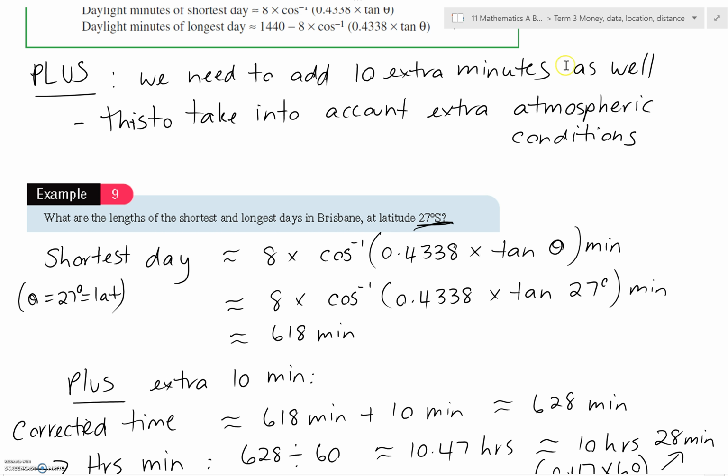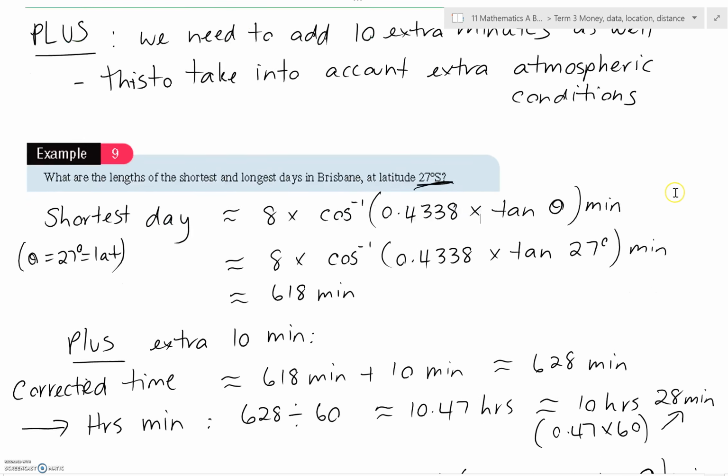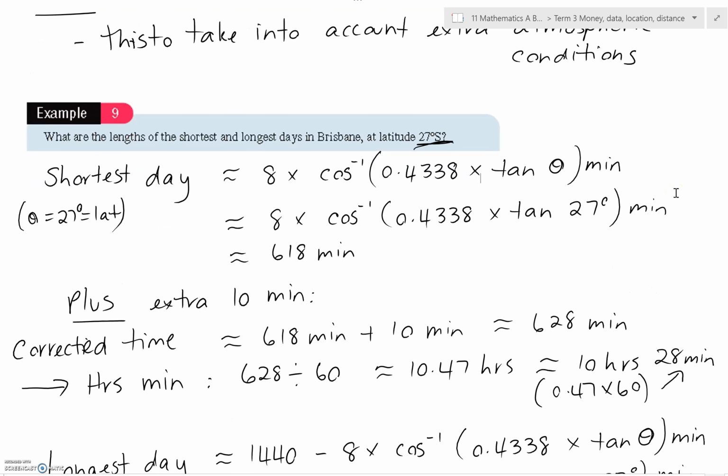Don't forget to add the extra 10 minutes for the curvature, etc. that we talked about before. So once we've done that, we have what's called corrected time, and that is equal to 628 minutes. Now, 628 minutes is not a very useful measurement. So the first thing we want to do is convert that to hours. So divide that by 60 to work out how many hours. So that's going to give us 10.47 hours.